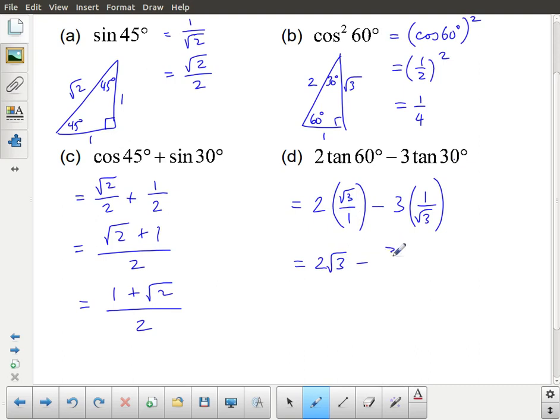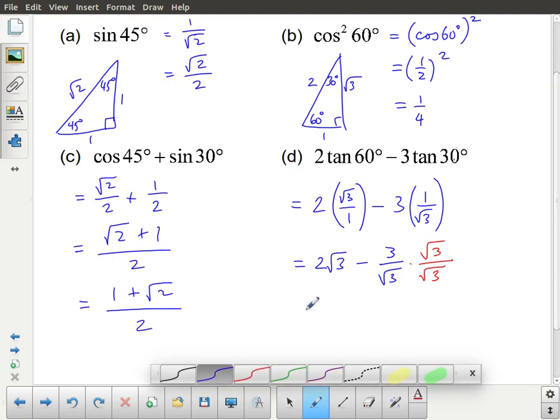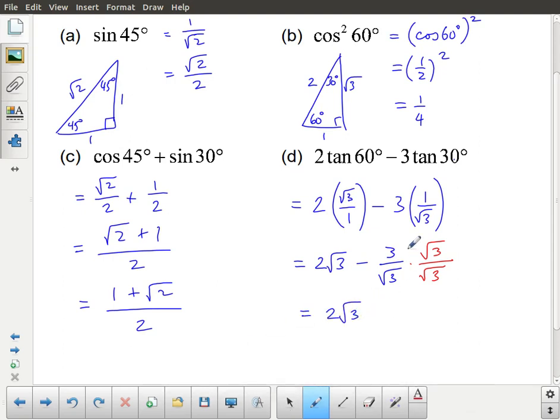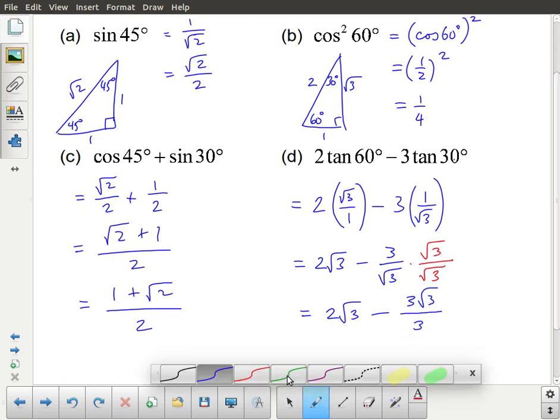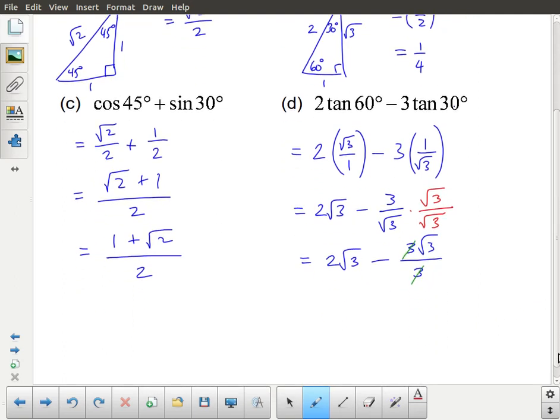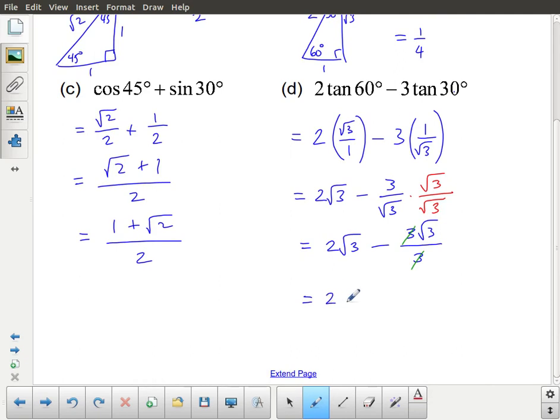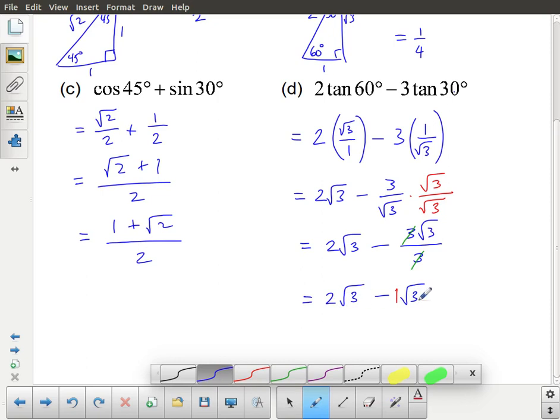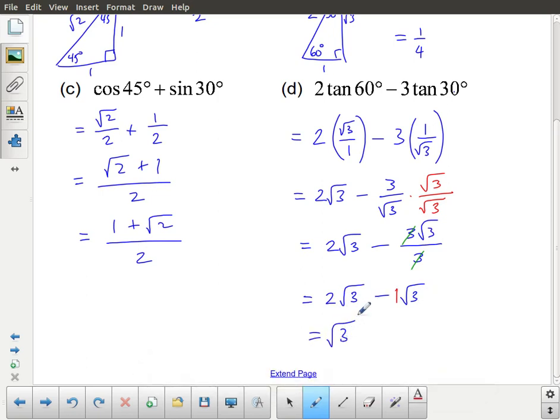So that's equal to 2 root 3 over 1, so I don't write that, minus 3 over root 3. I'm going to rationalize this, so I'm going to multiply by root 3 over root 3. So I end up with 2 root 3 minus 3 root 3 over 3. So we end up with an interesting result there, because now the 3's divide out. I end up with 2 root 3 minus root 3. But of course, this minus root 3 really just means minus 1 root 3. So I've got 2 of them minus 1 of them gives me just 1 of them. And my answer to this is actually just root 3.